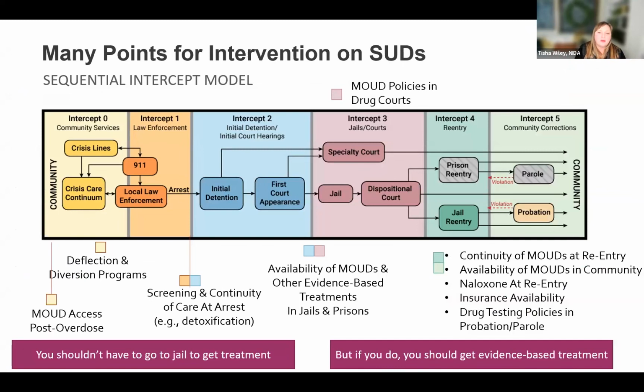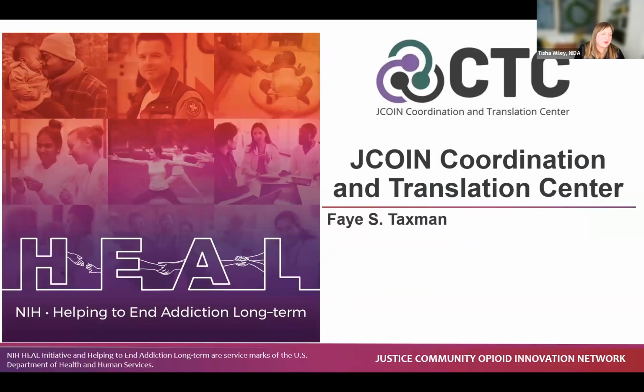but I want to come back again to sort of a vision point. This is a model in the field that's used quite frequently called the sequential intercept map, and sort of maps all the different places people touch the justice system. It's a very complex system, but I think where we need to go as we move forward is really the idea that you shouldn't have to go to jail to get treatment, but if you do, you should get access to evidence-based treatment. And sort of, again, that kind of further refines that North Star that's guiding the work that we're doing. And so I will, with pleasure, turn it over to Jess and Faye to talk about the specific work and all the amazing work they're doing through the Coordination and Translation Center.